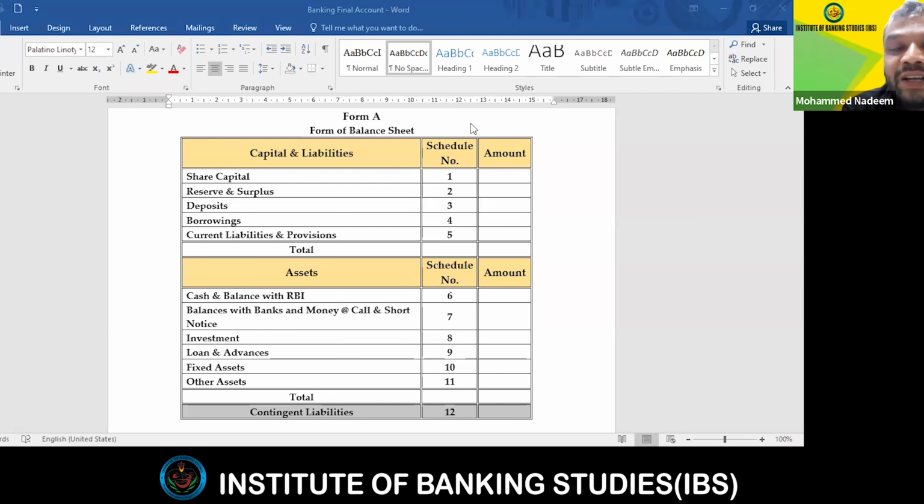Next we have current liabilities and provisions. Here, current liability and provisions is nothing but, in a company, some person X or Y has come and taken a loan from you: a house loan, personal loan, property loan, education loan, and all those loans.